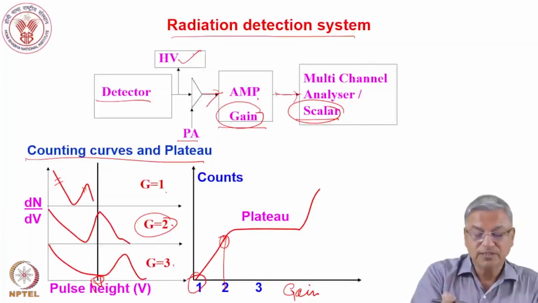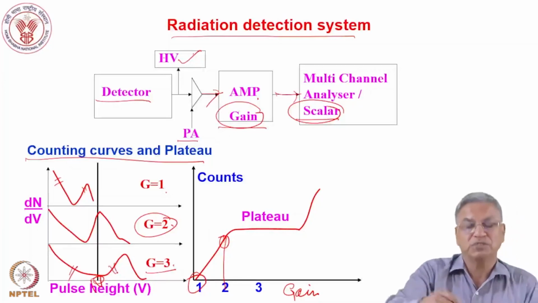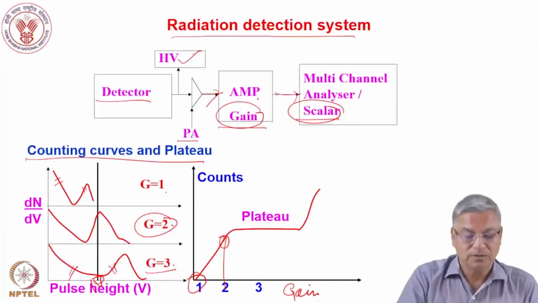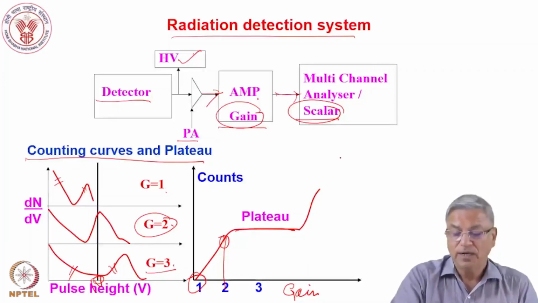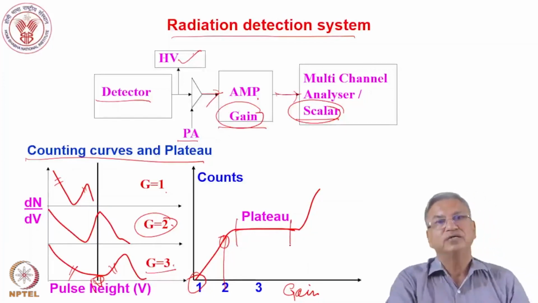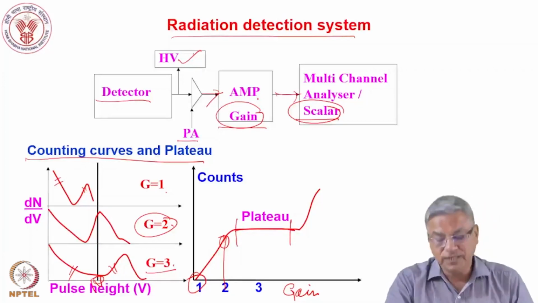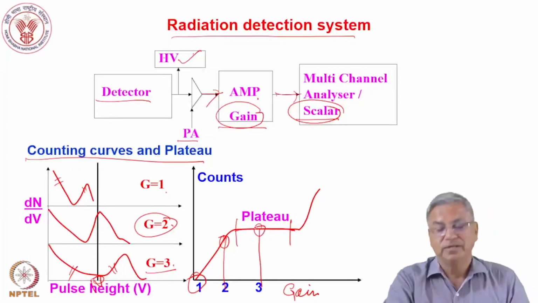Then you further increase the gain to the third one, and here noise is below the threshold, but all the pulses are above the threshold. So this is what is the plateau. If you further increase the gain, then even the noise will go beyond the threshold, and there will be a rise in the counts. So this is the plateau region where you have to do the settings. You can operate at this particular gain.